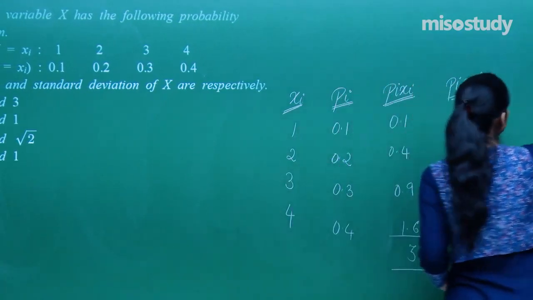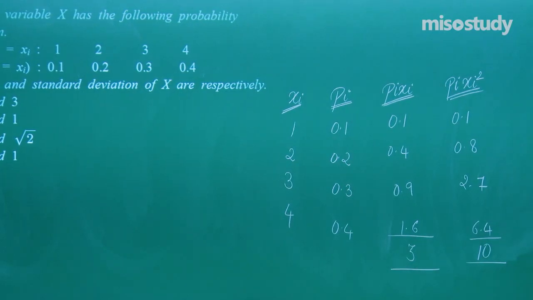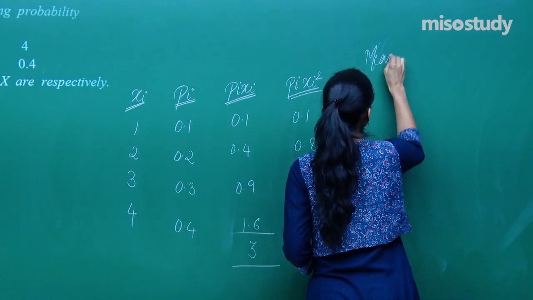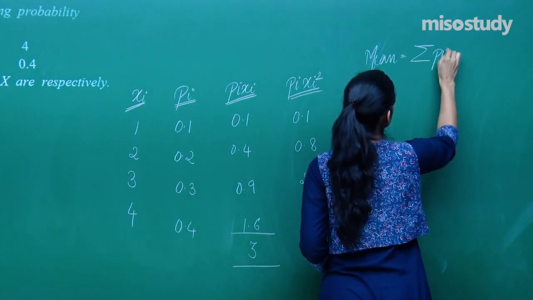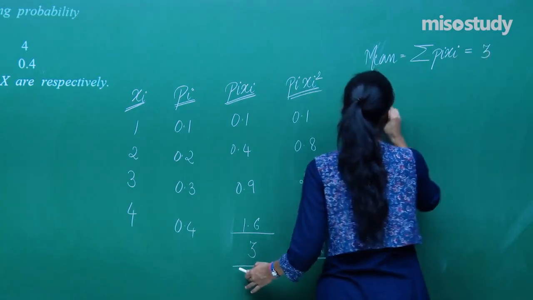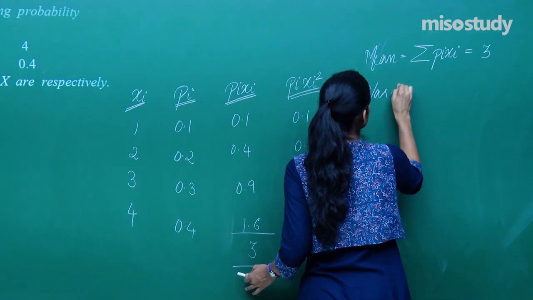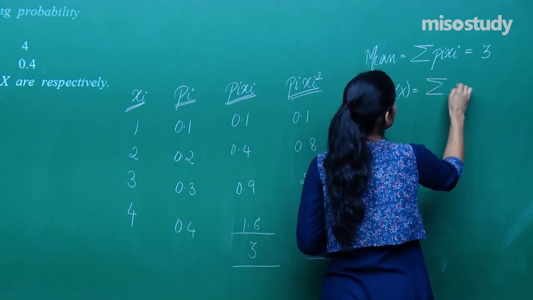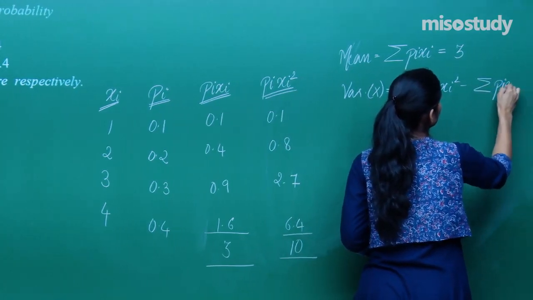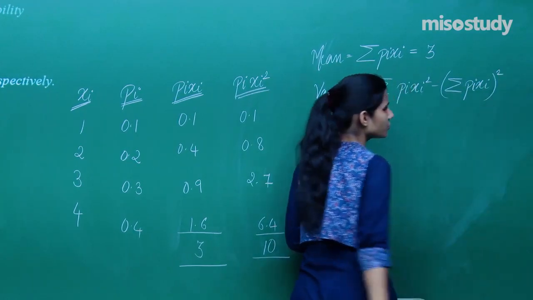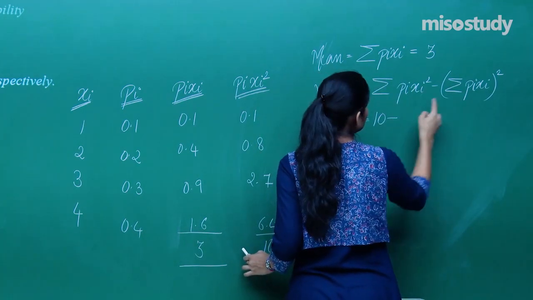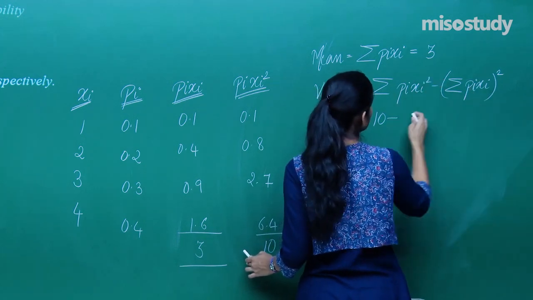Now you know the mean and standard deviation of a probability distribution. What is it? Mean is summation pi xi. Summation pi xi we just found out it is 3, so mean is 3. What is the variance? Variance is summation pi xi square minus summation pi xi whole square. This we have evaluated, the sum is coming out to be 10. Summation pi xi came out to be 3, 3 square is 9.